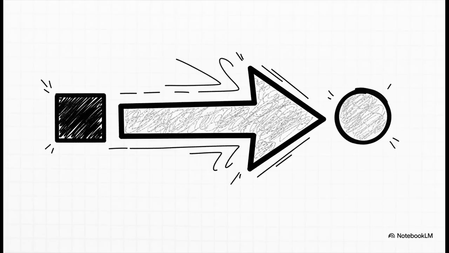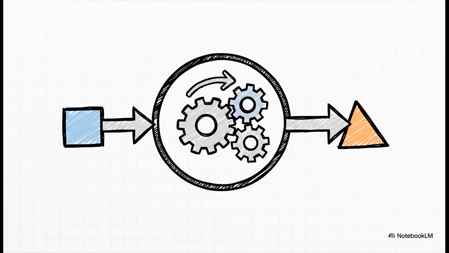Next, you've got the arrow. This one's super easy. It's just the data flow, the data in motion. It's like a pipe that shows you exactly where the information is going. From a person, into a process, into storage, whatever. It's the path. Now for the real heart of the DFD, the circle, or the bubble.